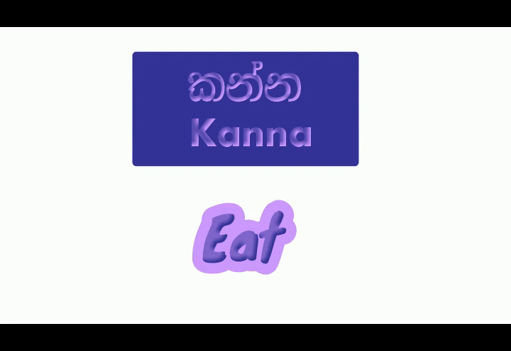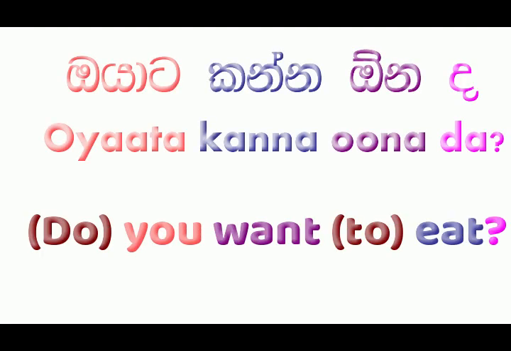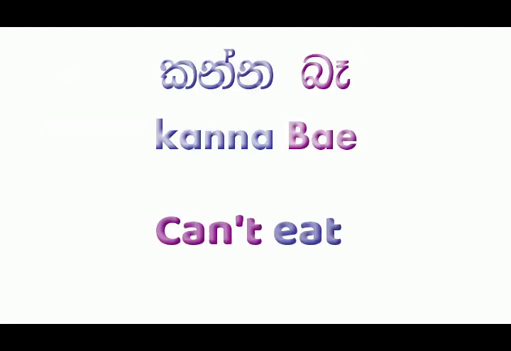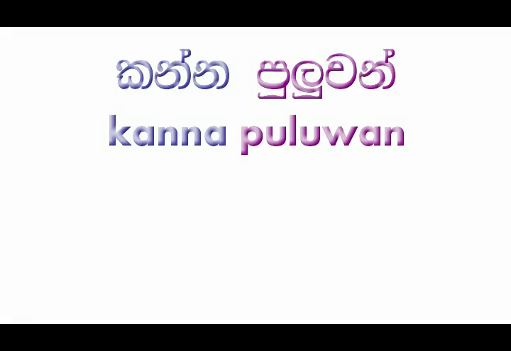Next word, kanna, meaning eat. Kanna onada, do you want to eat? Kanna means eat. Ona, want, the "da", question word. Kanna ba, can't eat. Ba means can't. Kanna puluwan, can eat. The word for can is puluwan.